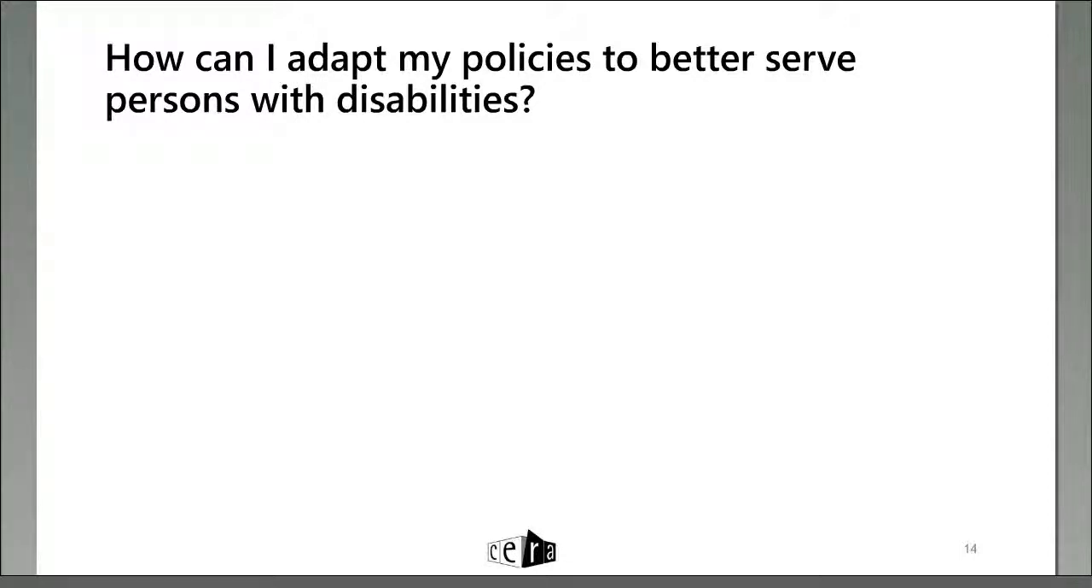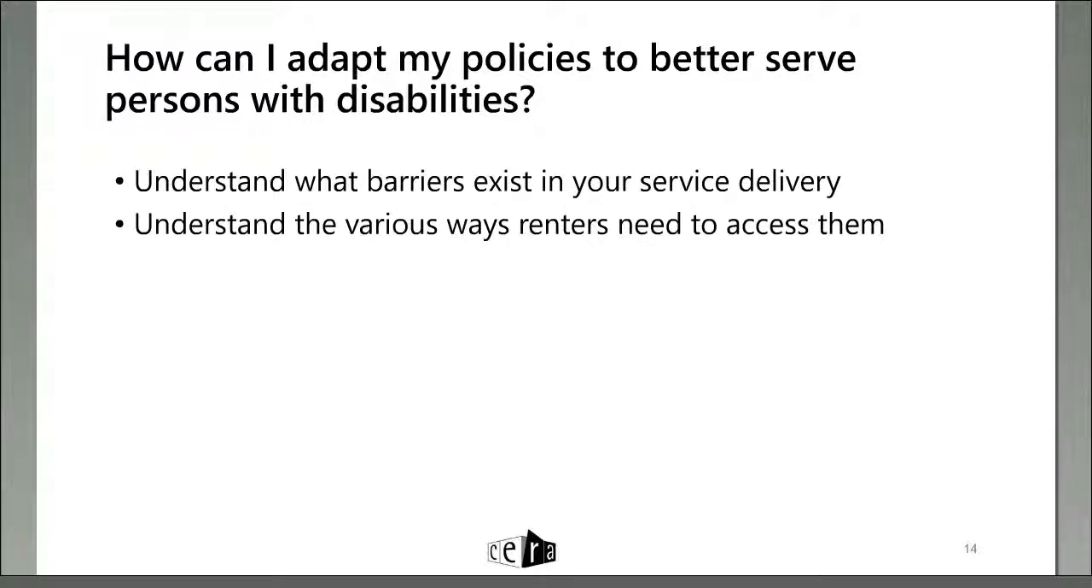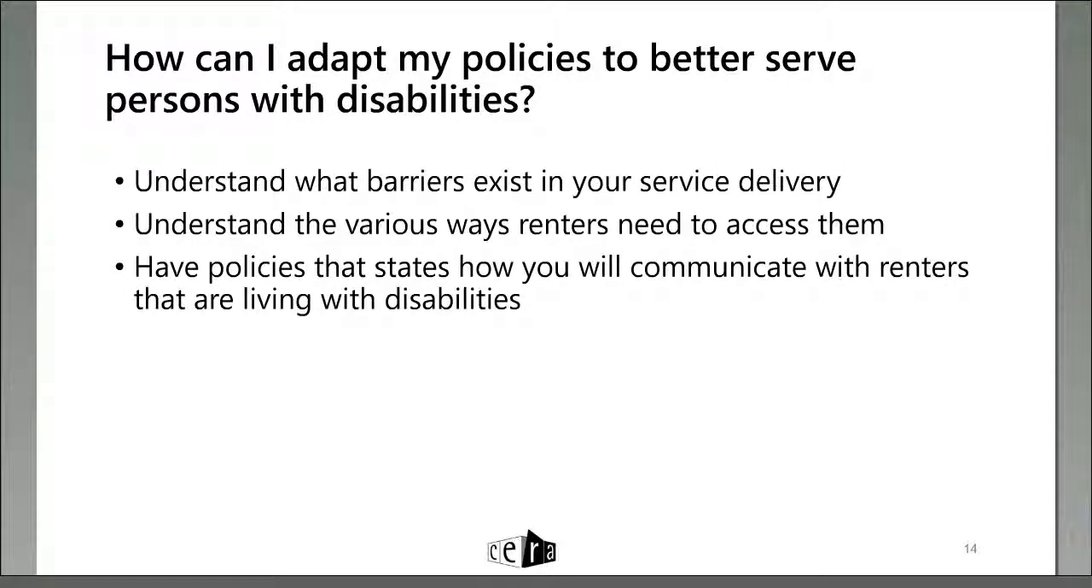Our next question addresses how you can adapt your policies to better serve persons with disabilities. A good first step to adapting your policies is to understand what barriers exist in the ways that you currently deliver services and the various ways that renters need to access them. The policies should be consistent with the principles of dignity, independence, integration, and equality of opportunity. These policies must also clearly state that the housing provider will communicate with a person with a disability in a way that takes their disability into account.